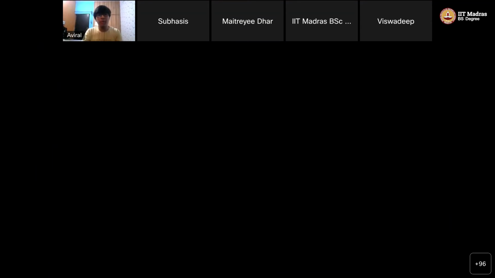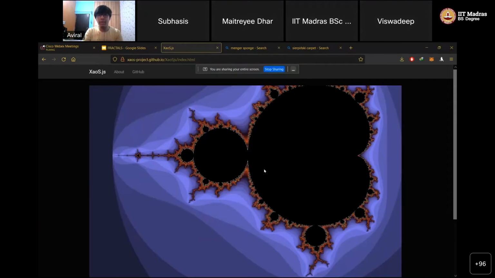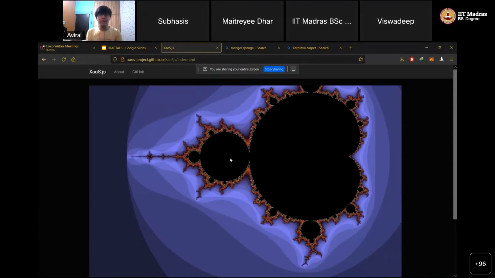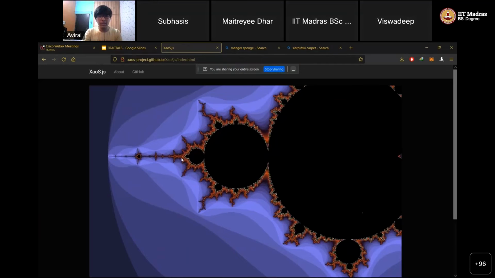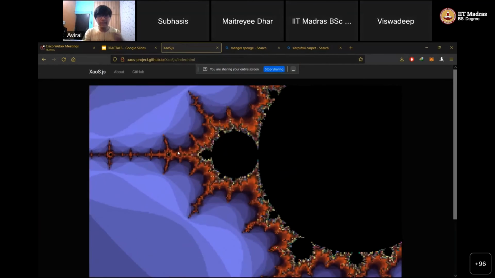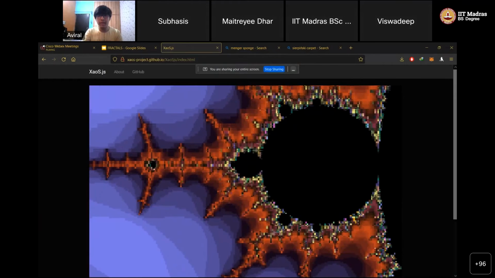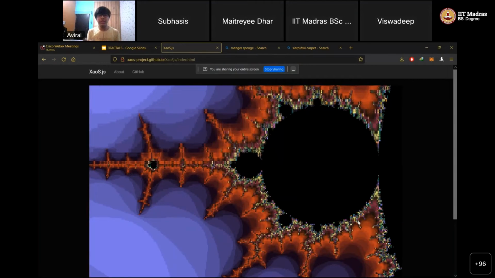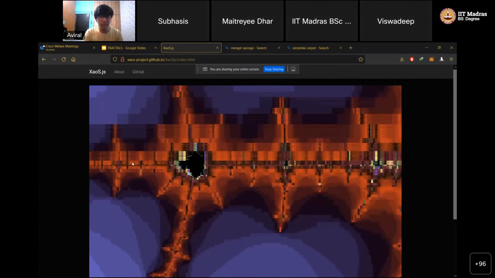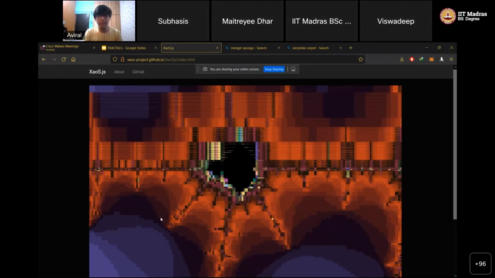What is interesting about this is that it is a mathematical pattern, but if you try to zoom in, it is self-replicating. So I'm trying to zoom in. As you can see, the similar pattern is emerging. It is taking time to load because it depends on the processing power of your computer. If I zoom in more and more, I'm seeing the similar type of pattern.